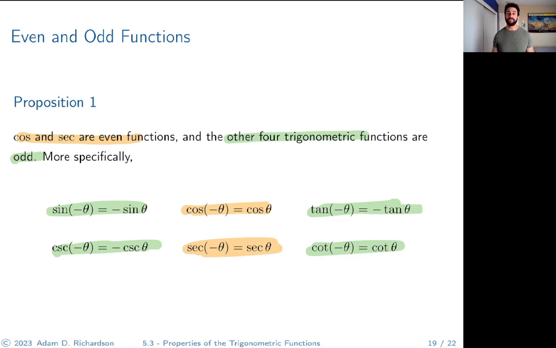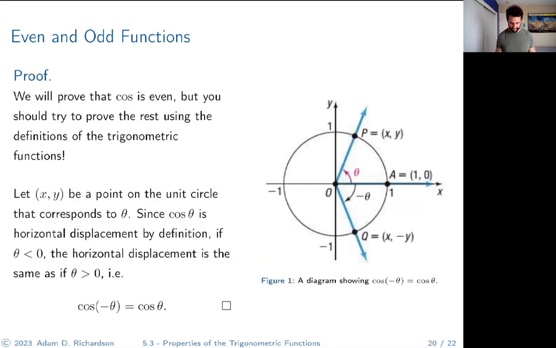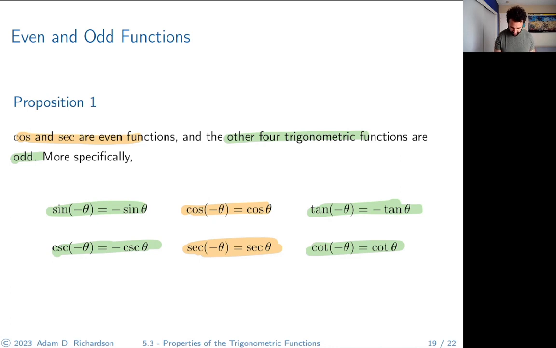That's right, the unit circle. If you want to prove any of these things, you start by just looking at the unit circle, looking at the definition of sine and cosine, and these results fall out immediately. So let's check it out. We're going to prove that cosine is an even function.